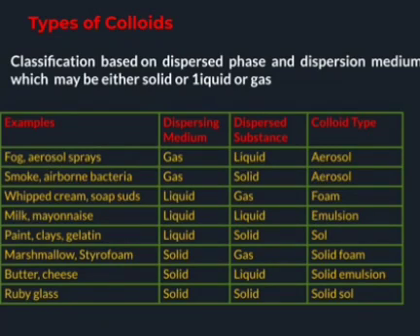Example: butter, cheese, etc. In this, the dispersion medium is solid, the dispersed phase is liquid. These are called solid emulsions. Example: ruby glass. In this, the dispersion medium is solid, the dispersed phase is solid. These are called solid solutions.